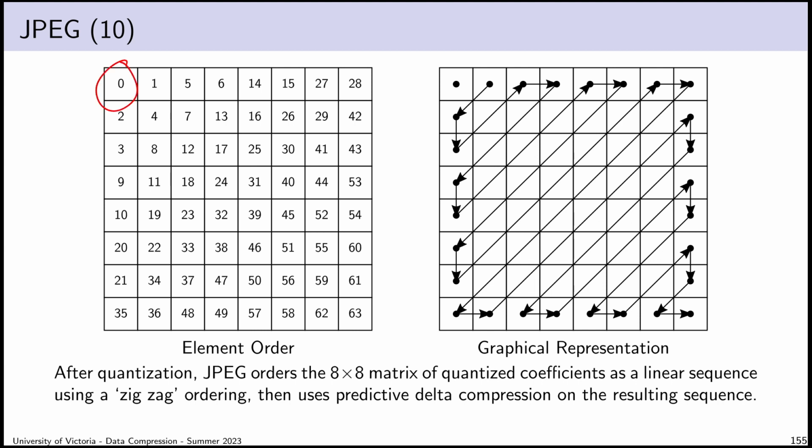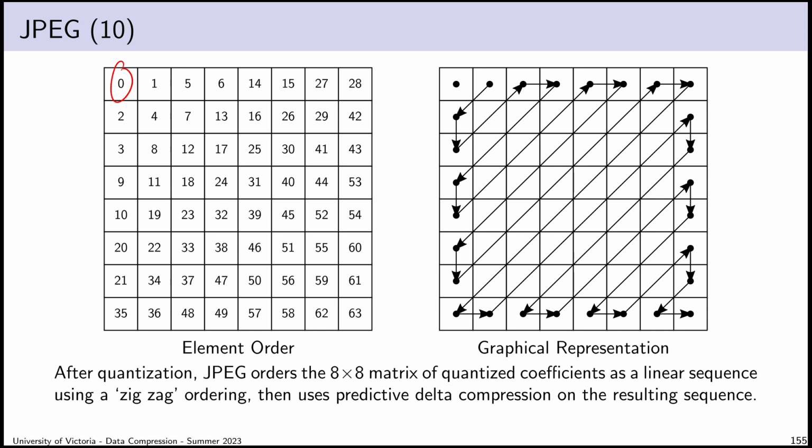It stores the DC coefficient first. It actually stores that separately. It uses a separate code for that. And then it stores all the other coefficients in a sort of zigzag order, walking through the matrix like this. And here's the full ordering, and here's the permutation of values. This value is last, and this value is first.